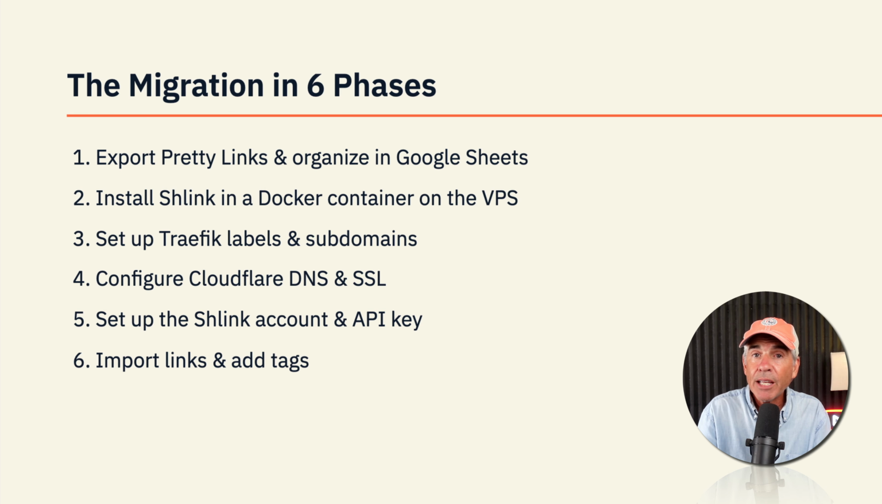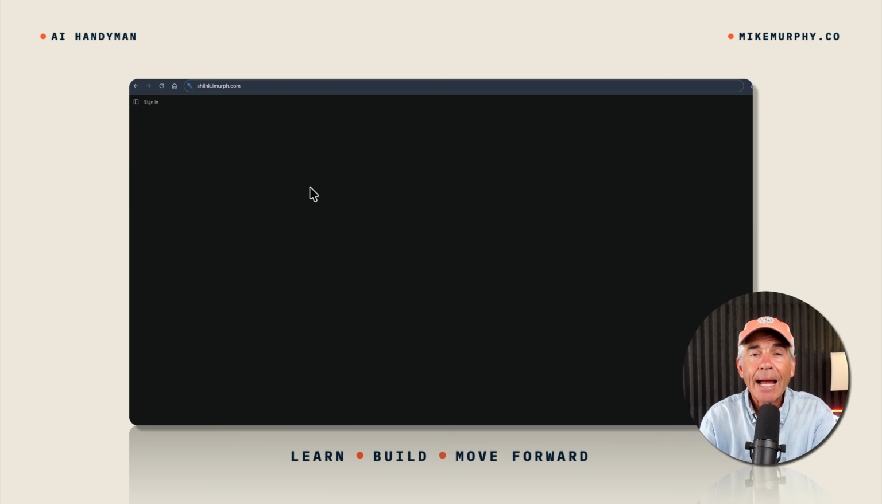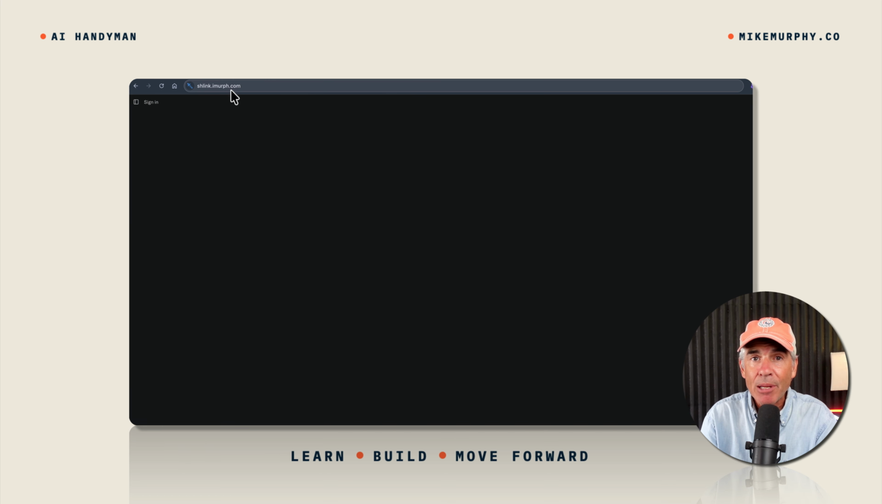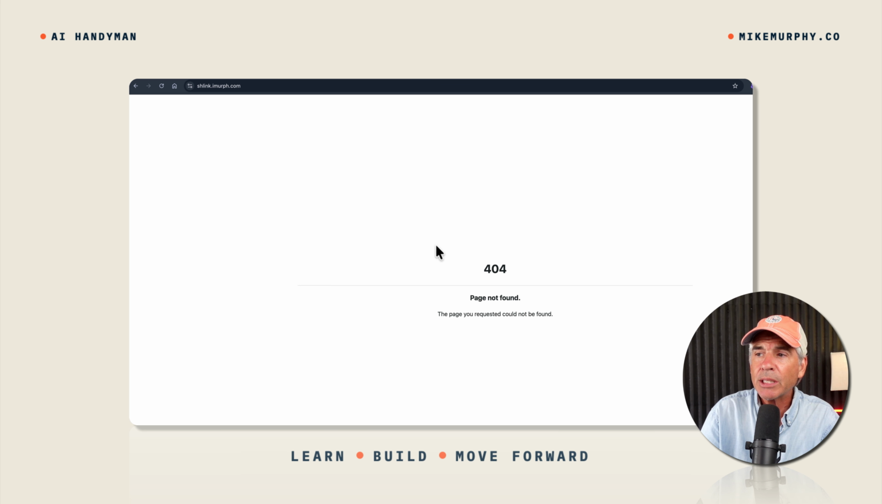Phase 5 is to set up Shlink in a web browser and add the initial API key. The first thing I did was test my subdomains to see if they were working. So the first one, shlink.imurph.com, that's going to the API key, or the database that actually manages all of the Shlinks that you create. So if everything is working, this should not actually take you to an actual page. So when I tap return, you will see in the browser it says page not found. So that is actually telling me that that link is working properly.